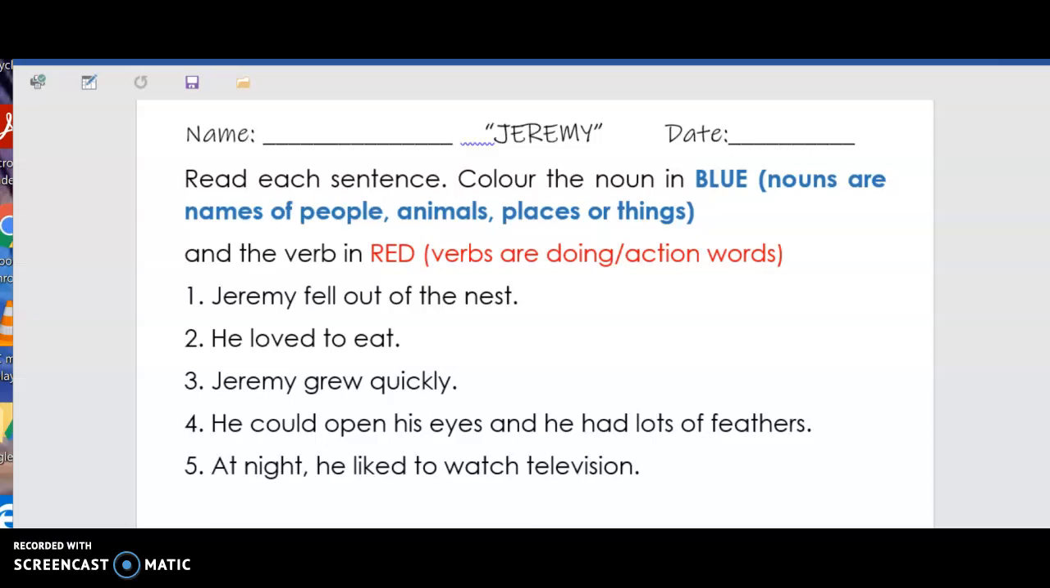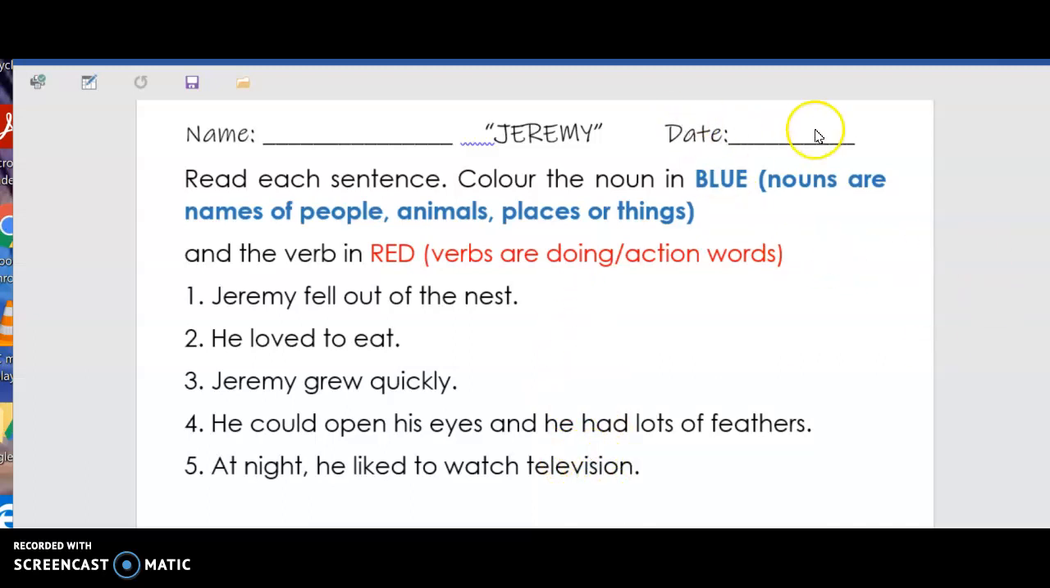This activity is called the Jeremy spelling. On the planner, I've just called it Jeremy here. This is just for Genesis Group. Genesis Group, what you're going to do is we're going to talk about nouns and verbs. So I've taken these 5 sentences here from the book called Jeremy about the kookaburra.